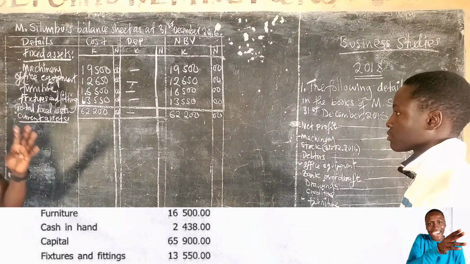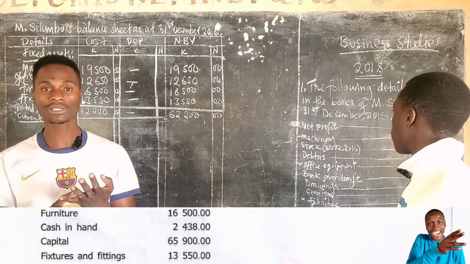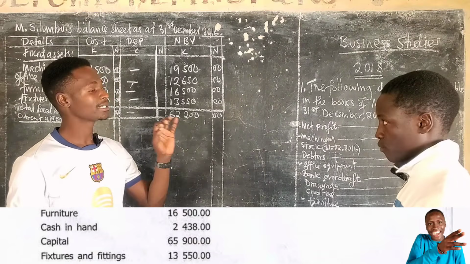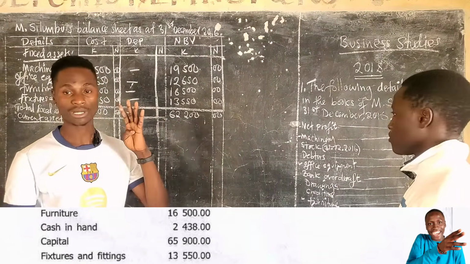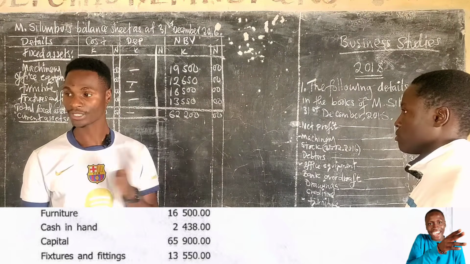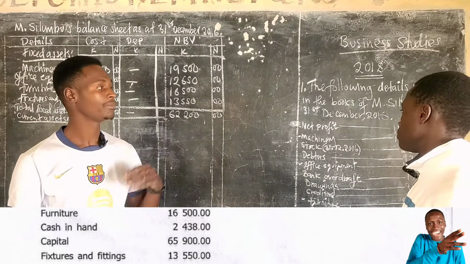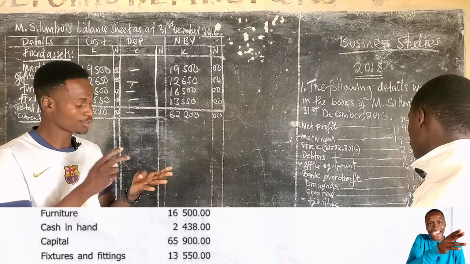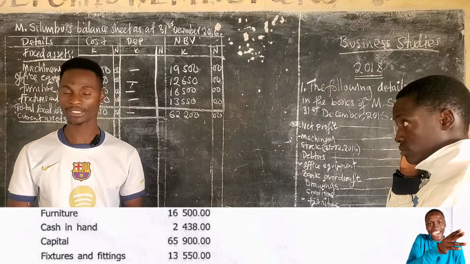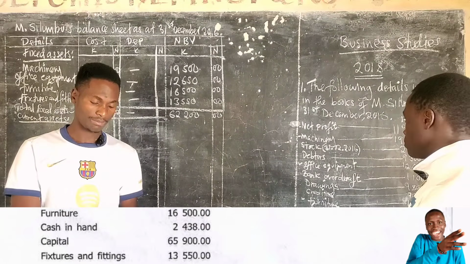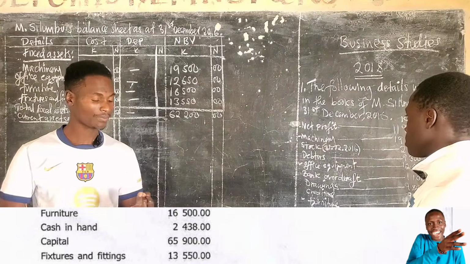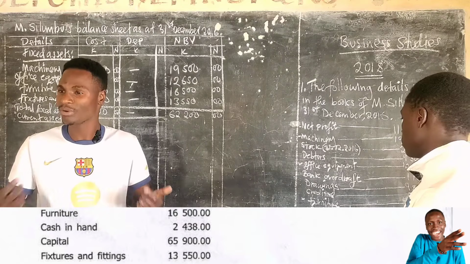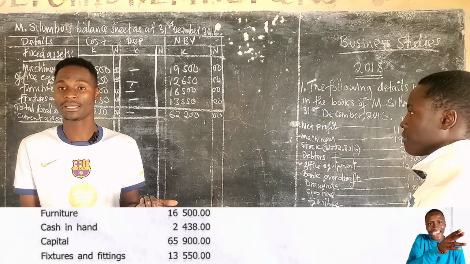Current assets. You should know that most of the time, if you have all the current assets at your level, they are supposed to be just 4. Maybe more than 4 at a higher level, but at your level, 4 maximum. Stock, which is the closing stock, debtors, cash at bank, which is also known as bank, and cash in hand, which is also known as cash or petty cash.